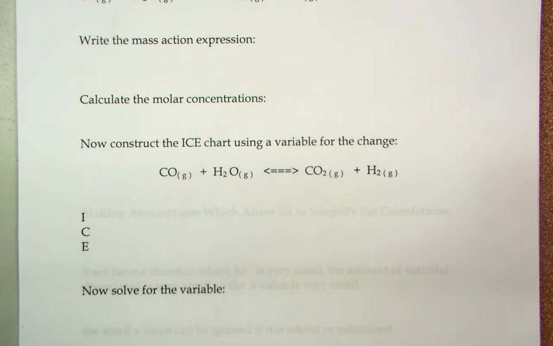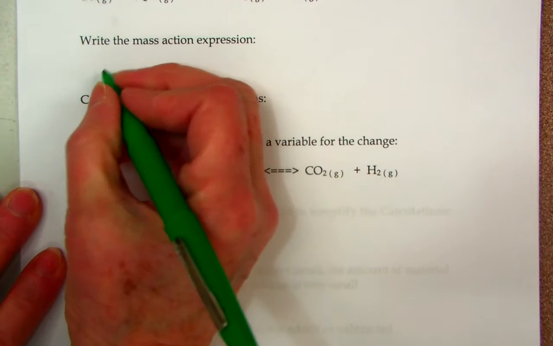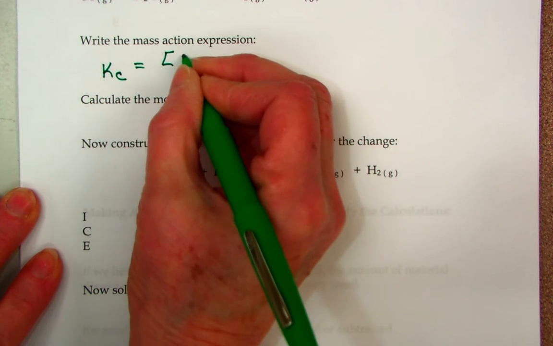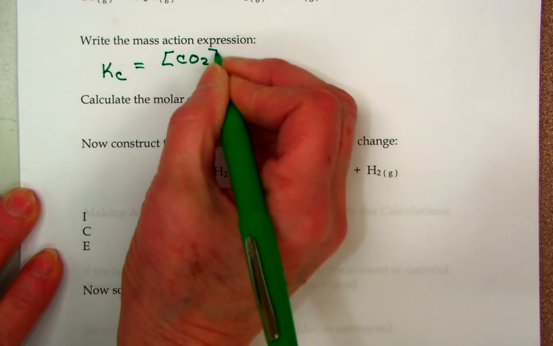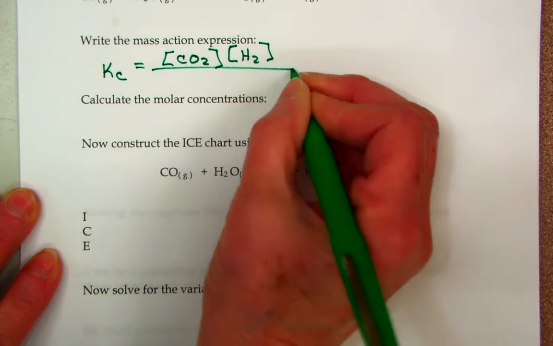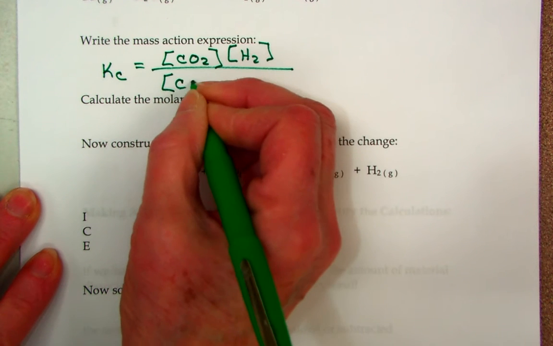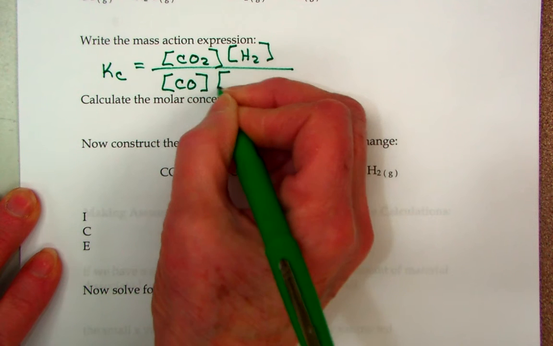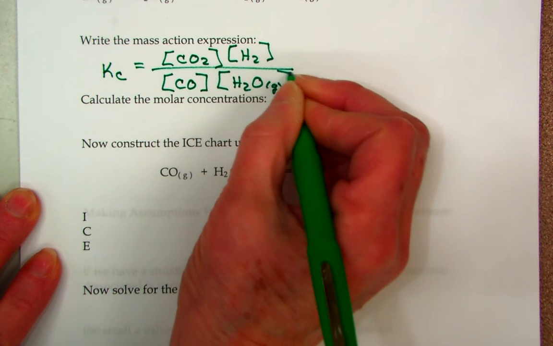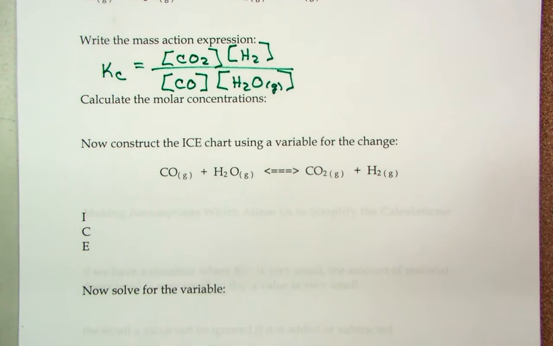But the first thing we'll do is look at this and write our mass action expression, or our equilibrium expression. So K sub C is equal to the product concentrations, carbon dioxide times the hydrogen concentration, divided by the carbon monoxide concentration times the water. And again, this is water gas, so it does get included. We don't put water in there when it's a liquid.